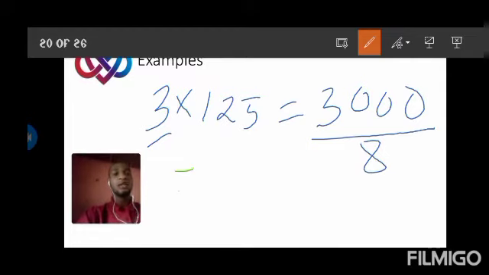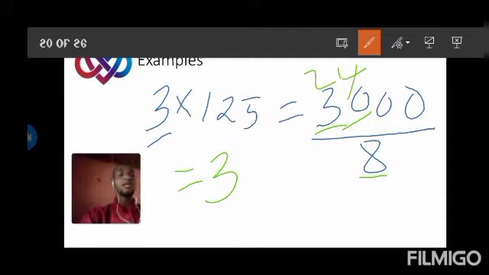So we start: how many times can 8 go in 3? It cannot go. So we pick 30. 8 in 30: 8 times 4 is 32, so we cannot take it. So let's take 3. 3 times 8 is 24. So 30 minus 24 is 6. We bring the 6 down and join the 0. So 8 in 60: 8 times 7 is 56, so it's going to be 7.